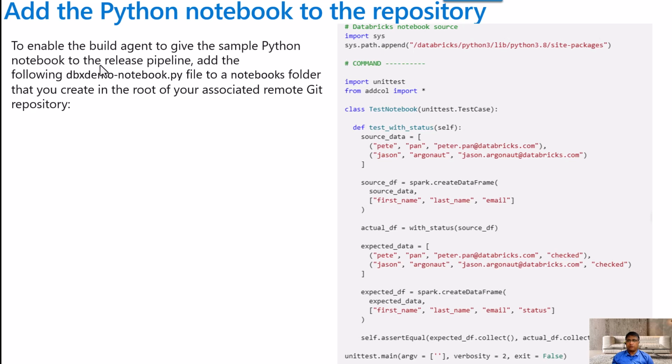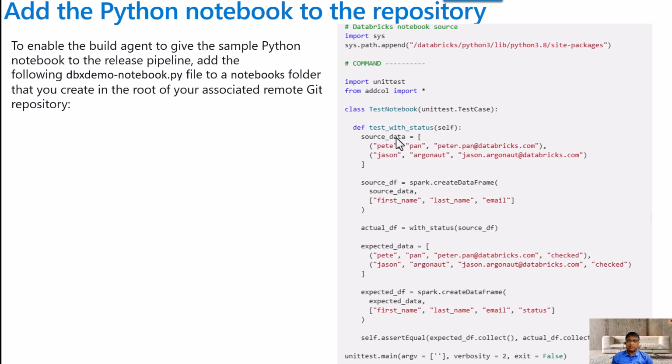So in order for this to be done, you need to enable the build agent, and this build agent is going to give the sample Python notebook, which is this notebook, right? And in this notebook, we are going to add this notebook.py file to the notebook folder, and I'm going to show you where it is added.